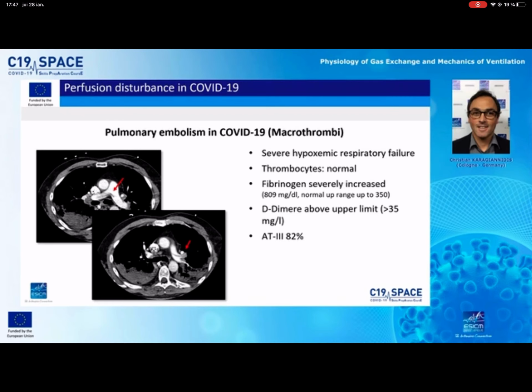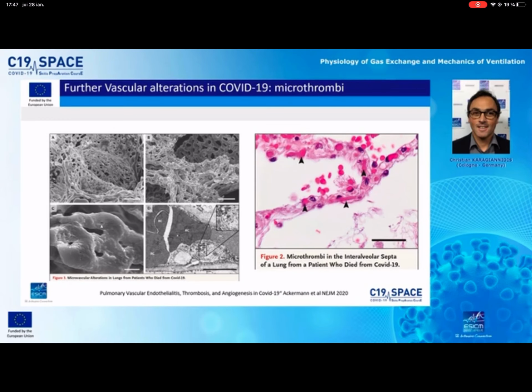In contrast to this macrothrombi, in COVID-19, we see some further vascular alterations with microthrombi. And once more, here on the right-hand side, you see the microthrombi in the interalveolar septa of a lung, which in this case leads to a complete occlusion of this small capillary here, which then leads to increased dead space ventilation, since you see here that the alveolus is still open, leading to a severe ventilation-perfusion mismatch.